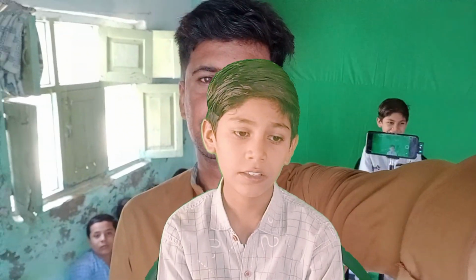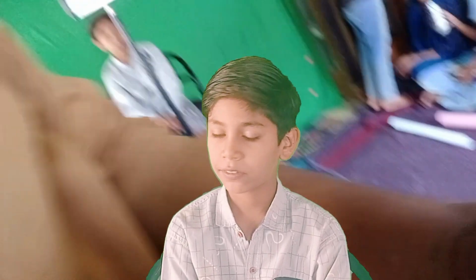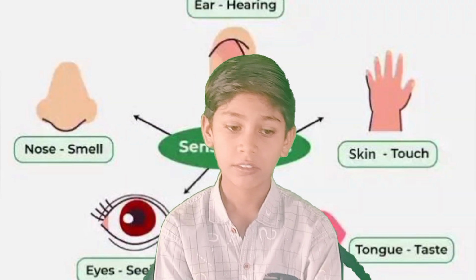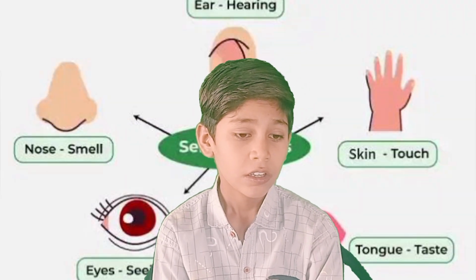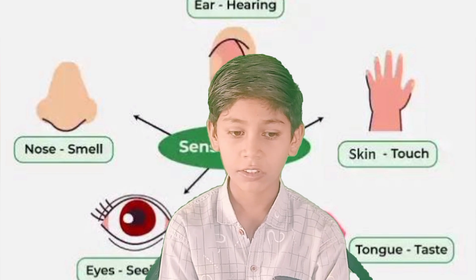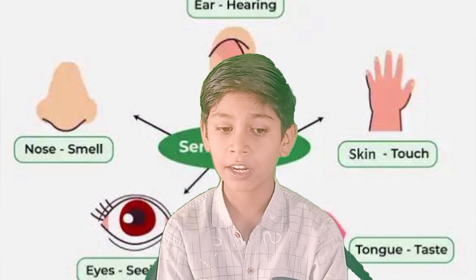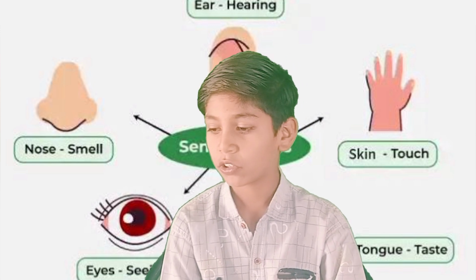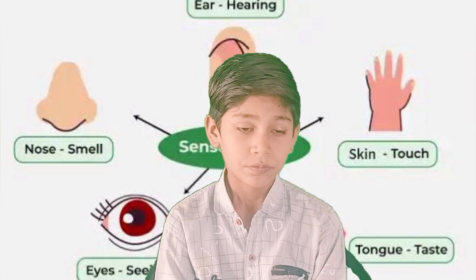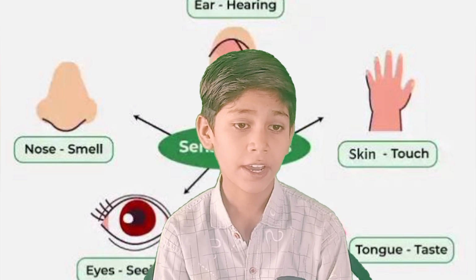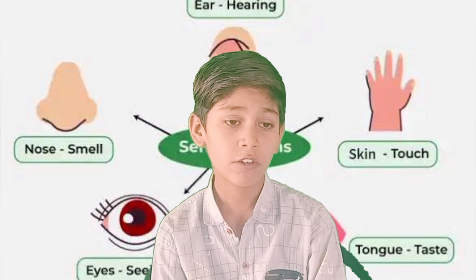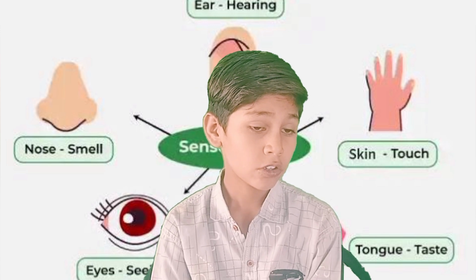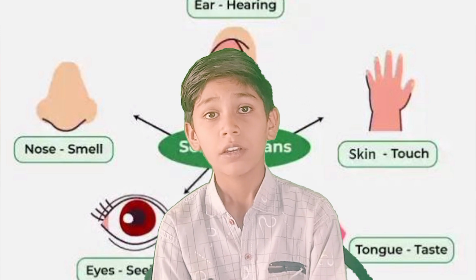Nose helps us smell. We smell with our nose. Tongue helps us taste the basic tastes: sweet, sour, salt, bitter. Skin is the largest organ of the body. It also protects our body. The sensory organs send messages to our brain on how we should take care of our body.